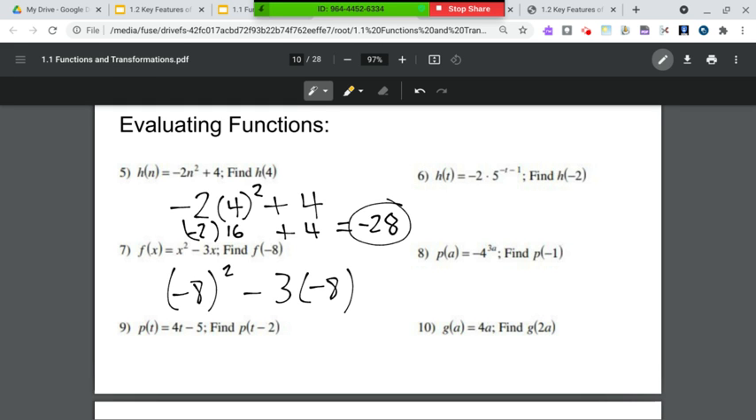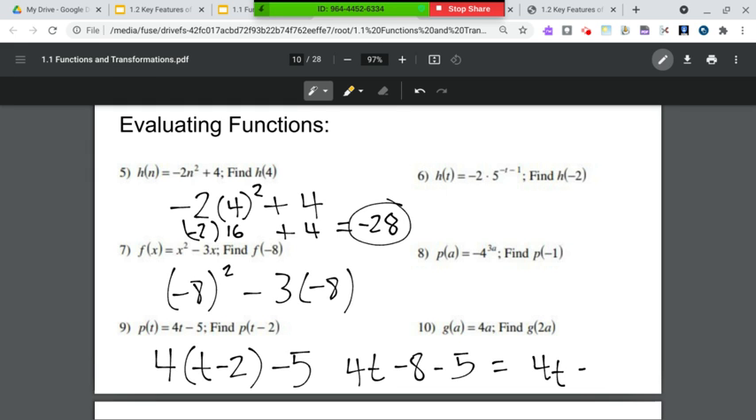Okay, let's do number 9. It says P of t equals 4t minus 5. Find P of t minus 2. So where we see t, we're going to plug in t minus 2. So we're going to say 4 parentheses t minus 2 minus 5. We're going to distribute: 4t minus 8 minus 5, which ends us up with 4t minus 13.